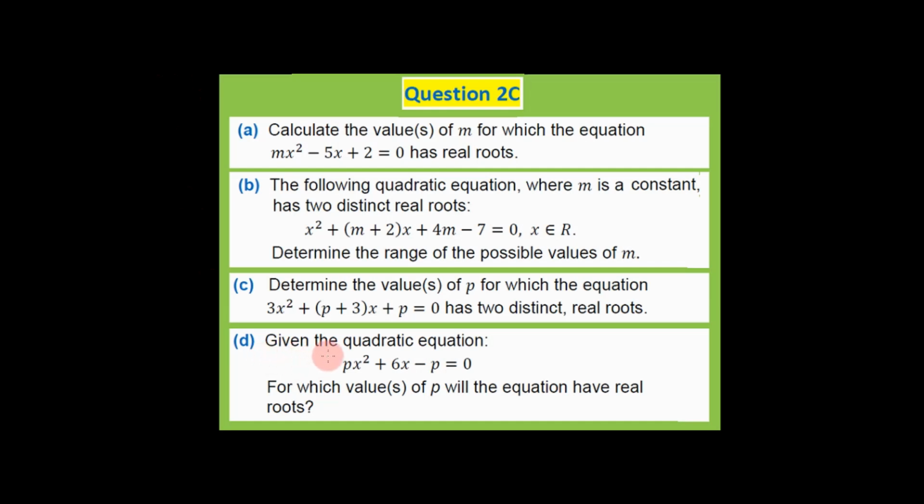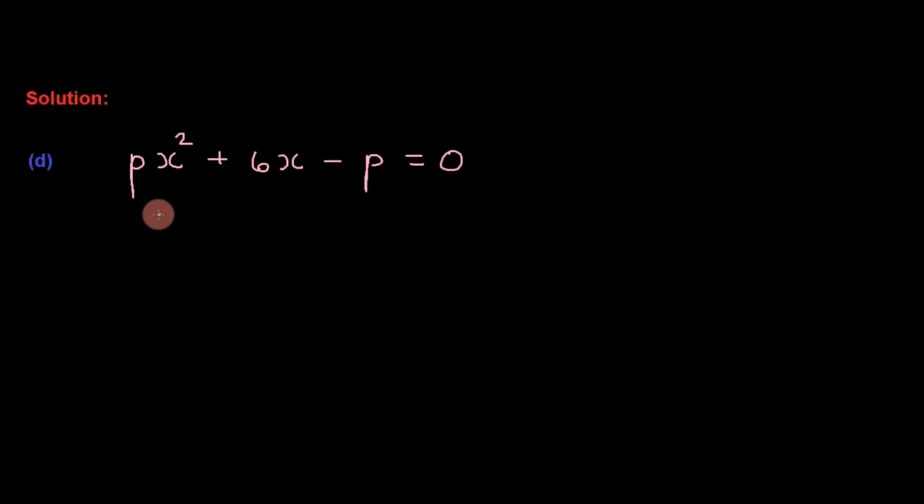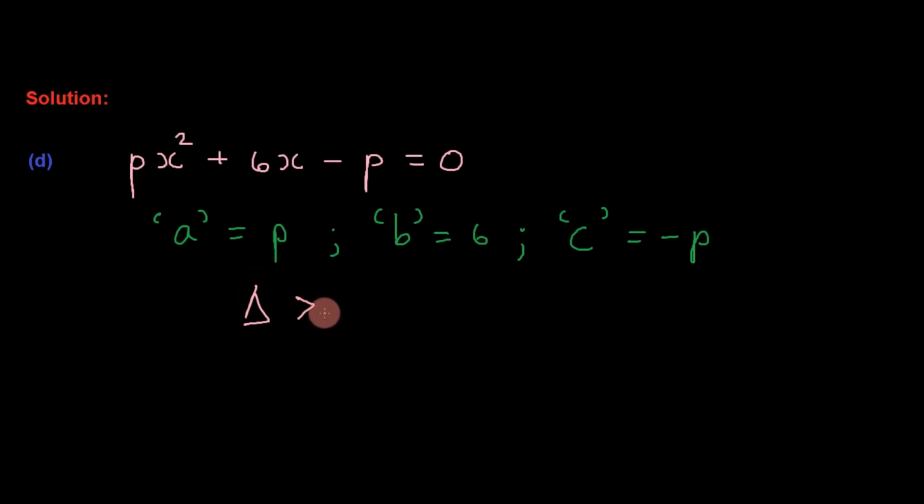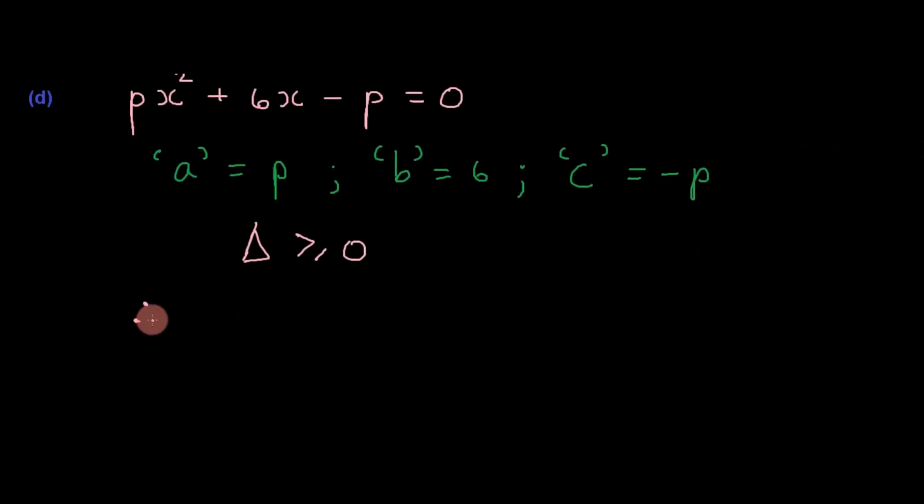Let's look at the last question here. We are given this quadratic equation, and it says, for which values of p will the equation have real roots? So we don't have the requirement that the roots must be distinct or unequal, and hence we're going to use delta greater than or equal to 0. Then to write down the values of a, b, and c: a, the x squared coefficient, is p. b, the x coefficient, is 6. And c, the constant, is negative p. We said that we're going to use delta greater than or equal to 0. So b squared minus 4ac greater than or equal to 0.